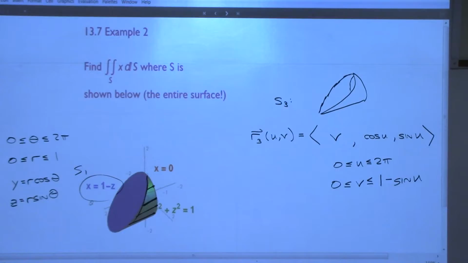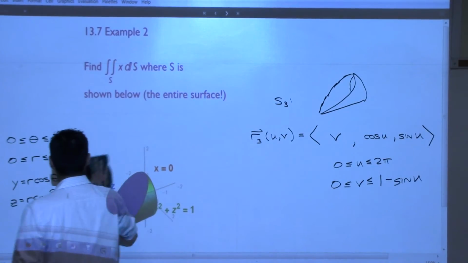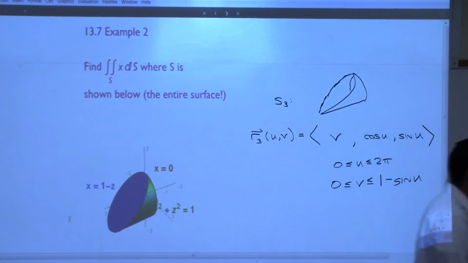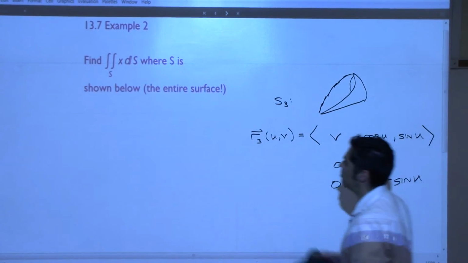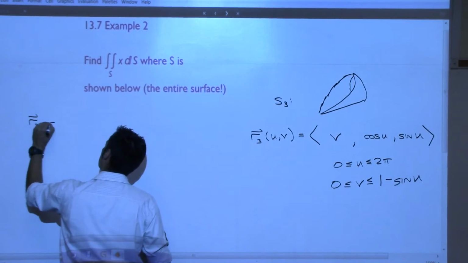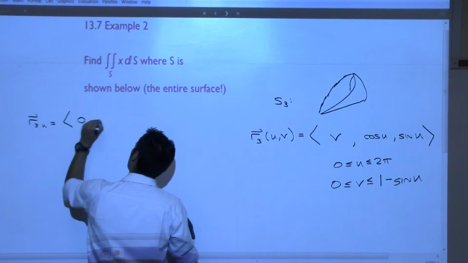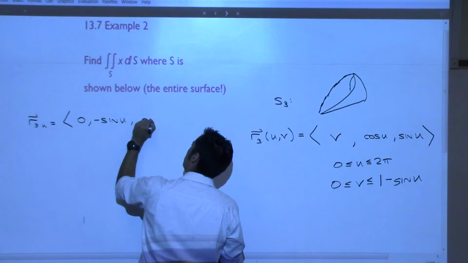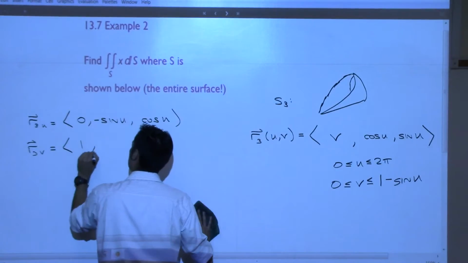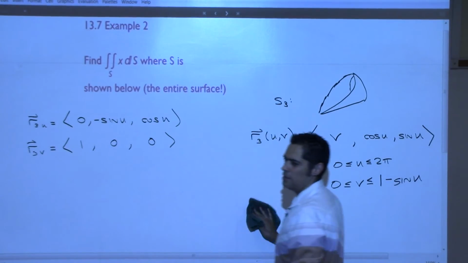All right. Partials, cross, magnitude, set up the integral. Partials. Partial of R with respect to u: 0, negative sine u, cosine u. Partial of R with respect to v: 1, 0, 0. Ooh, beautiful.